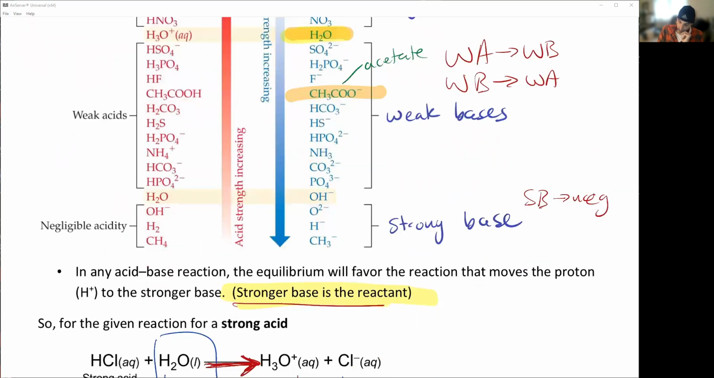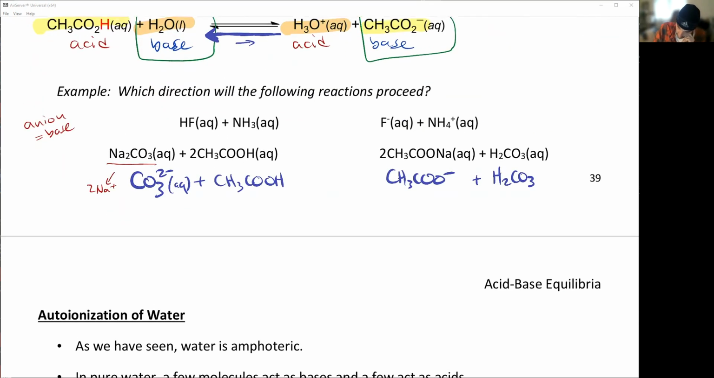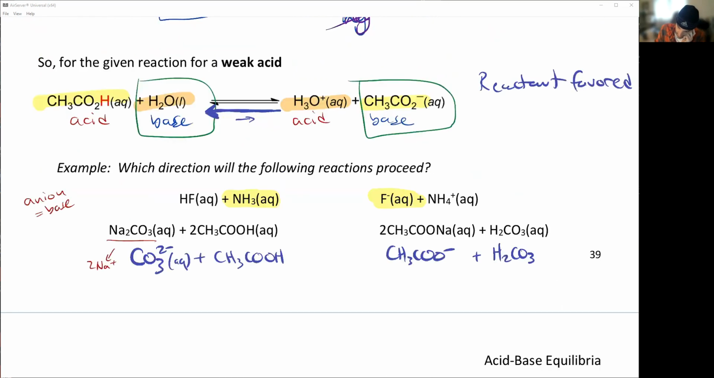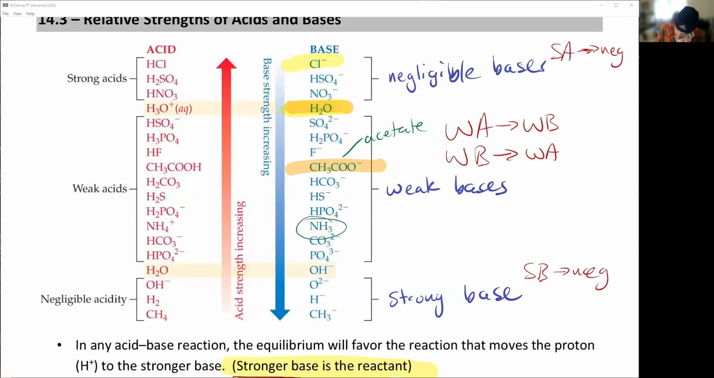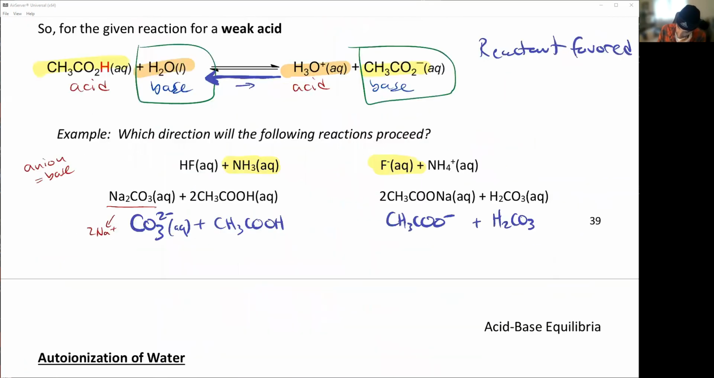Okay. All right, so here we're going to decide which. I'm going to highlight the bases. NH3 is the base on the left, and F minus is the base on the right. So NH3 and F minus. NH3 is the stronger base. They're both weak, meaning the direction is away from NH3. So the preference is from left to right with a small return because they're both weak.